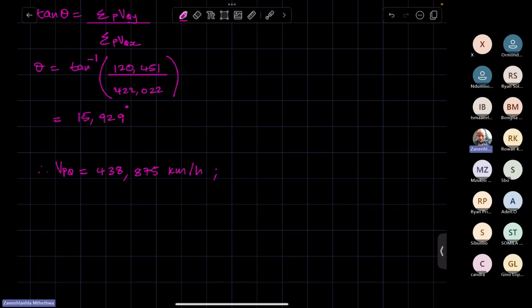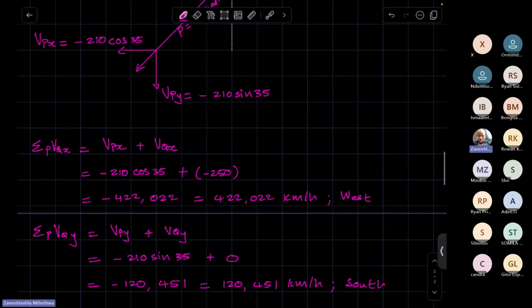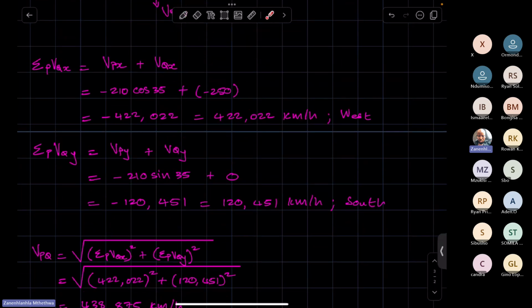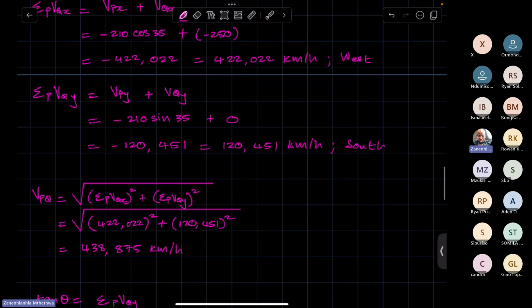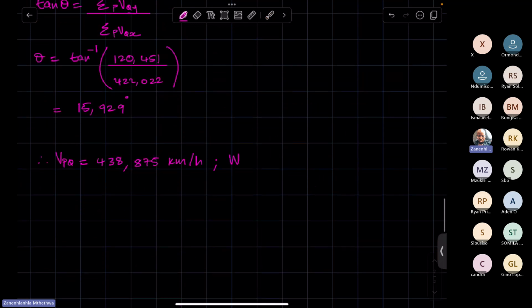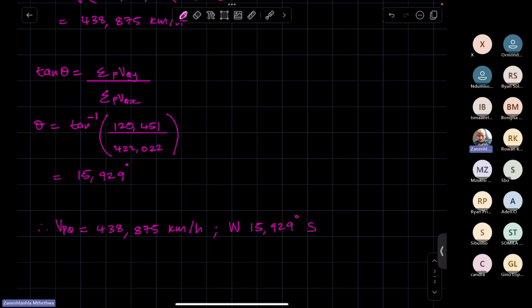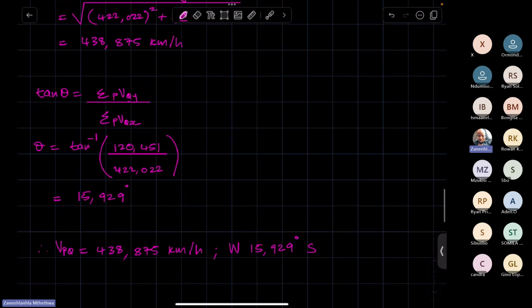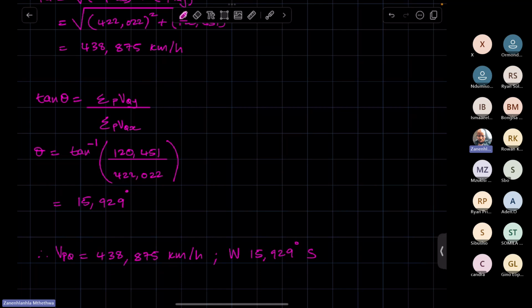Our angle is referenced from x. If you look here, x is west. So essentially this is west. The angle is 15,929 degrees south. And you get your full marks. Any questions here? No, sir.